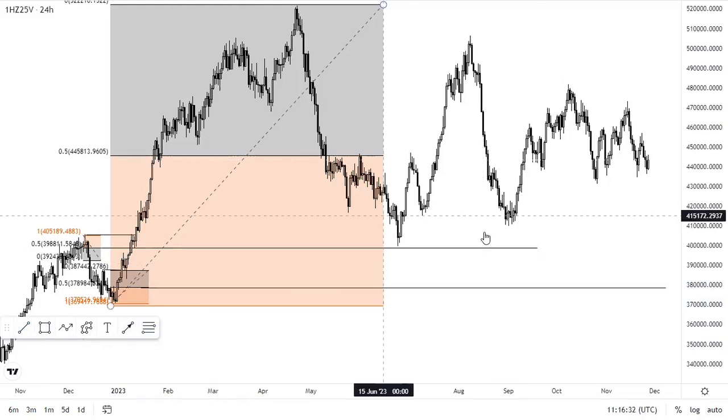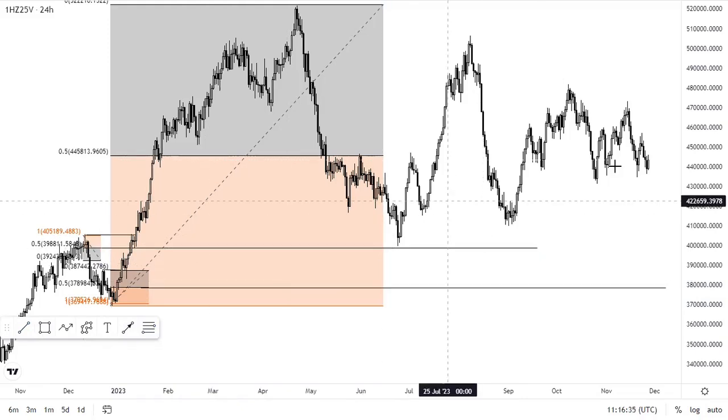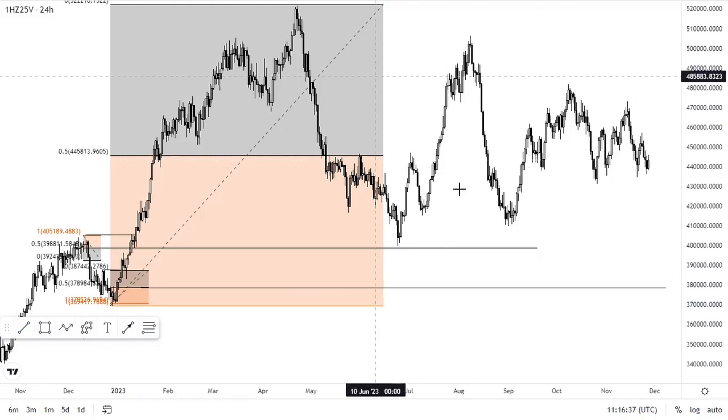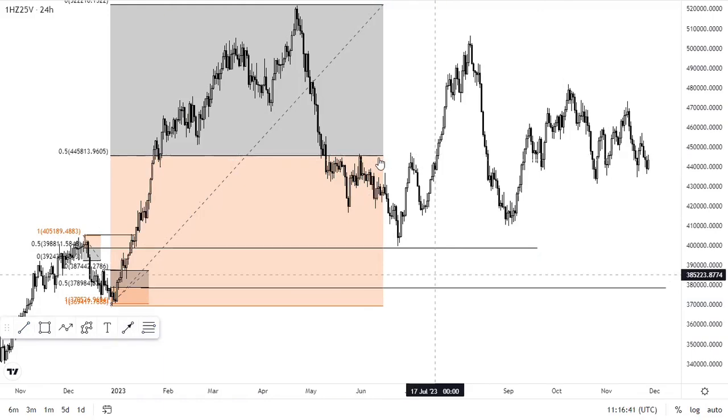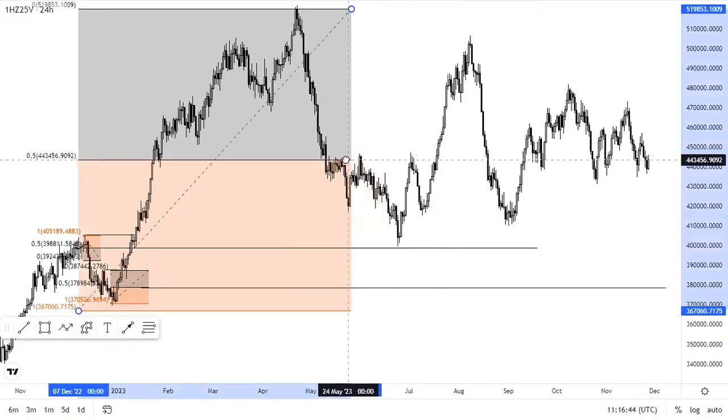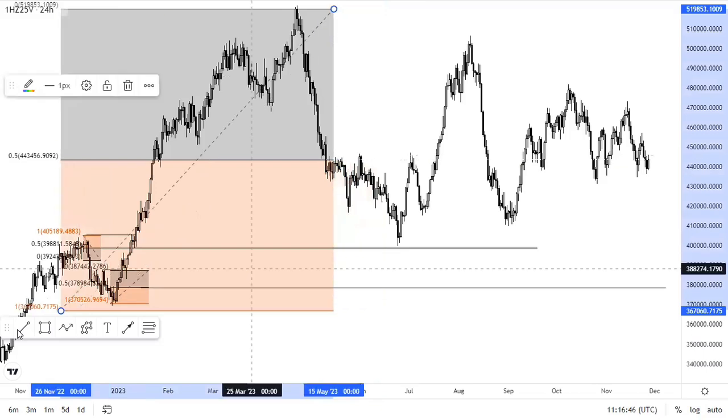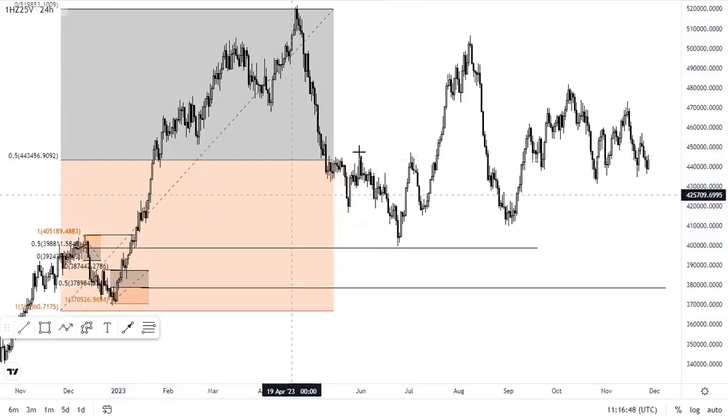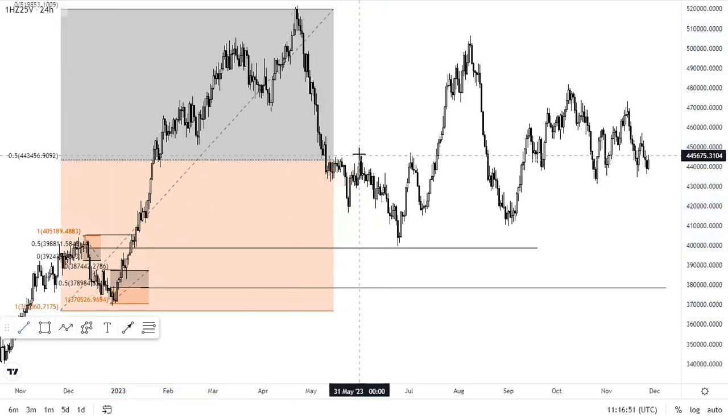So what's the next thing you would want to do? You just analyze your continuation. You will analyze the break of structure you have here. So we have our break of structure here. Let me mark this out. Let me mark this to this stage. So you have your minor break of structure to the upside here. This is your minor break of structure to the upside. You mark that out. Ensure that you are working with structure, guys. Ensure you are always working with structure.